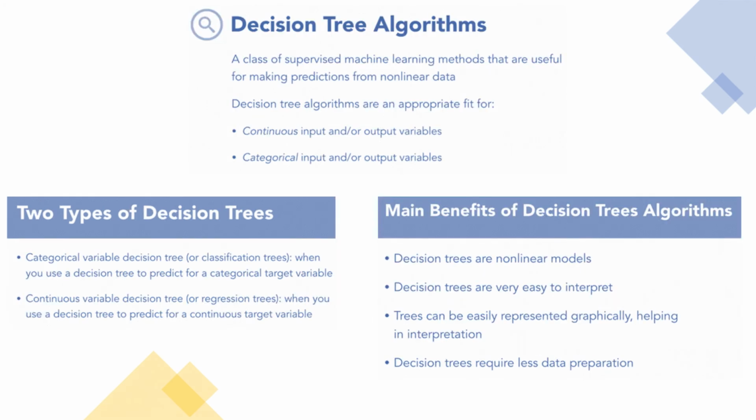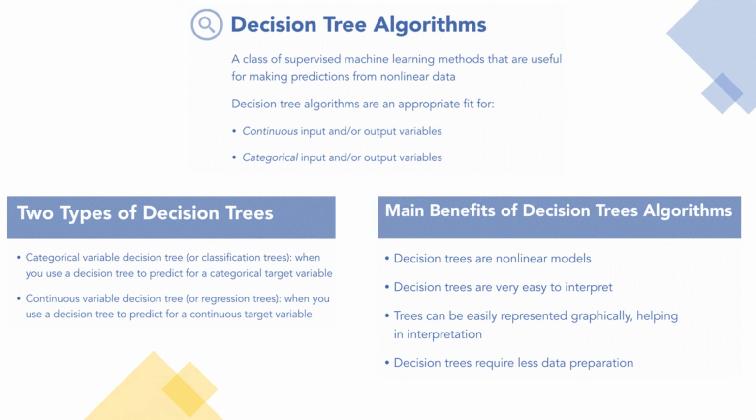Now let's look at decision tree algorithms. These are a class of supervised machine learning methods that are useful for making predictions from non-linear data. Decision tree algorithms are an appropriate fit for continuous input and or output variables as well as categorical input and output variables. There are mainly two types of decision trees. Those are categorical variable decision trees and continuous variable decision trees.